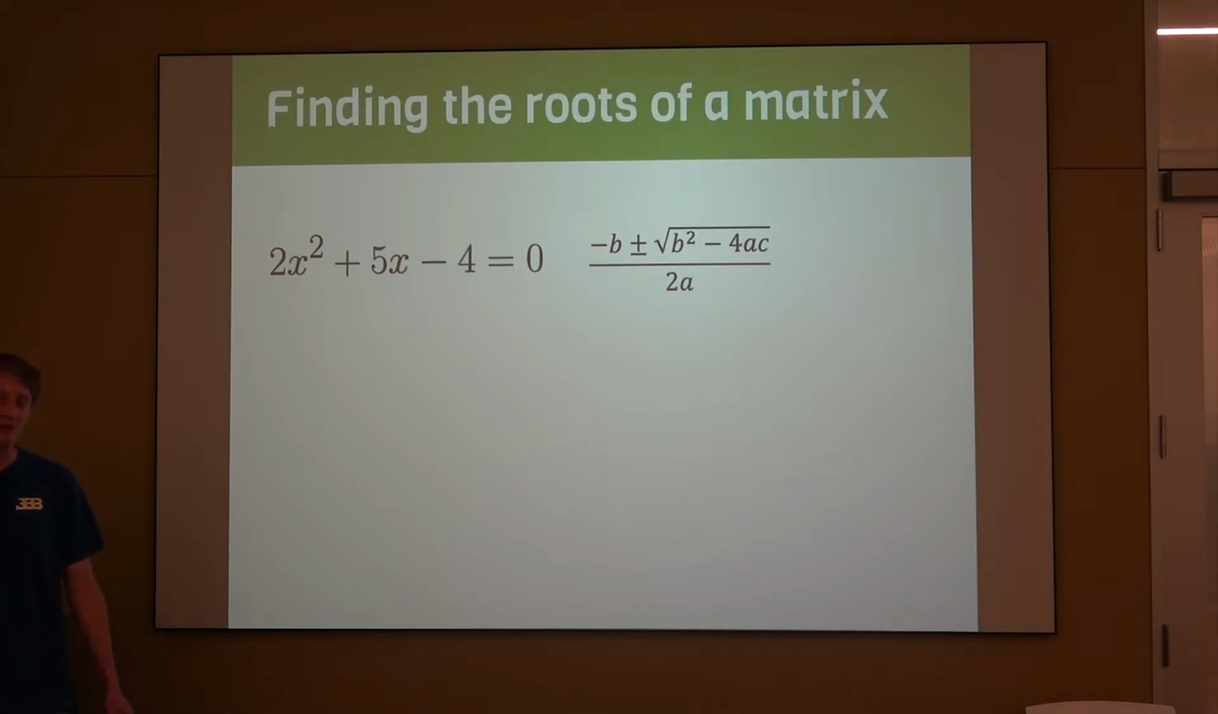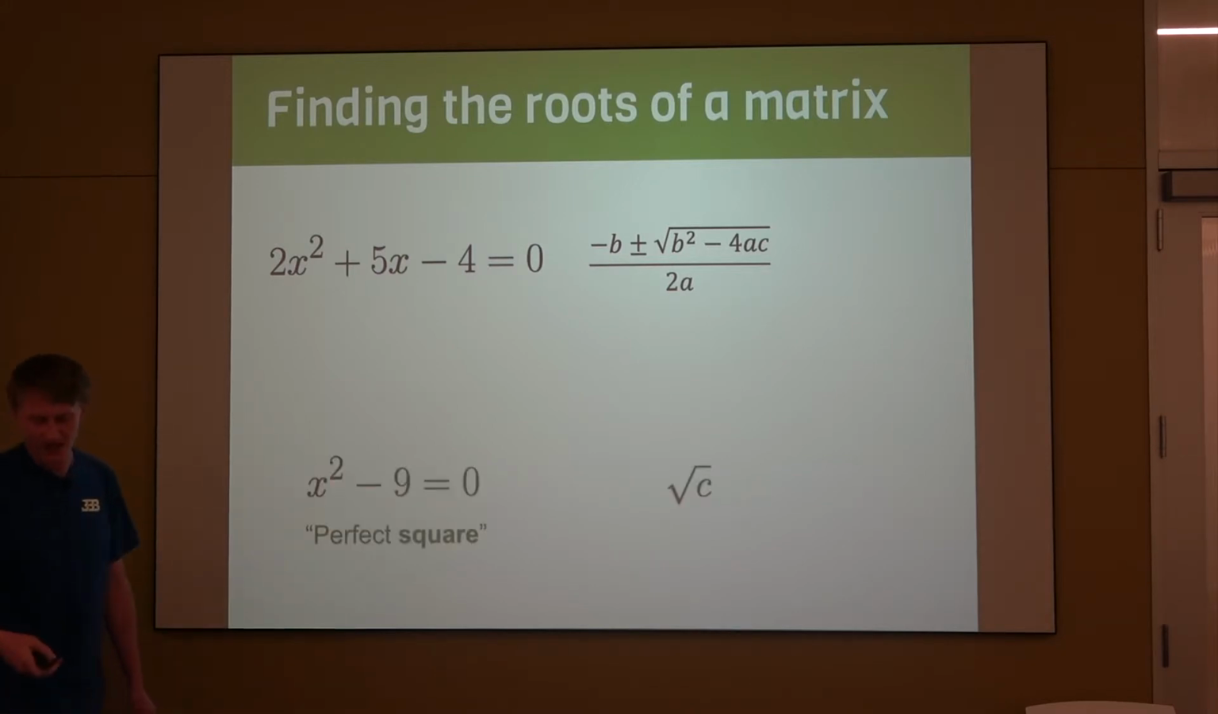And no matter what my second-degree polynomial is, I can tell you what these roots are fairly easily using this formula. In a more easy scenario, I have what's called a perfect square. And so here I can just tell you my roots are going to be plus or minus c. So I can just take the square root of 9 and I'll get plus or minus 3 as my roots.